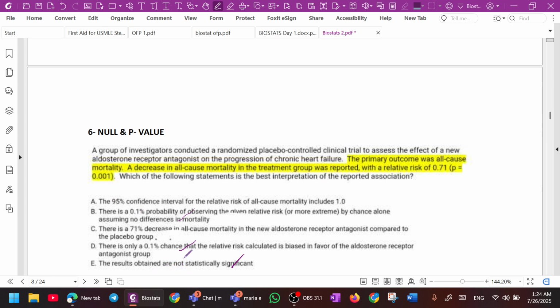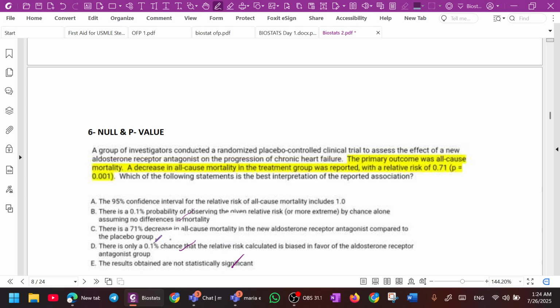The results obtained are not statistically significant. It is false. It is statistically significant. Okay, I can take that one out. There is only 0.1% chance the relative risk calculated is biased in favor of aldosterone receptor antagonists. It is false also.